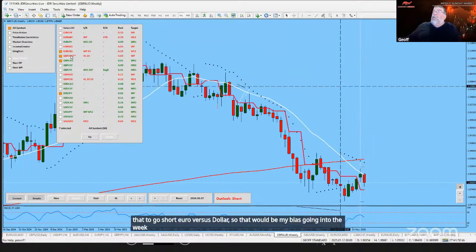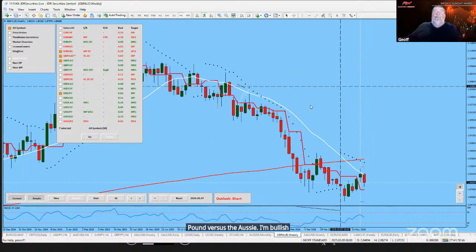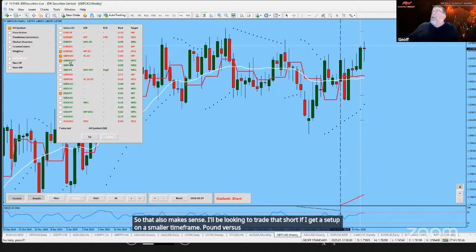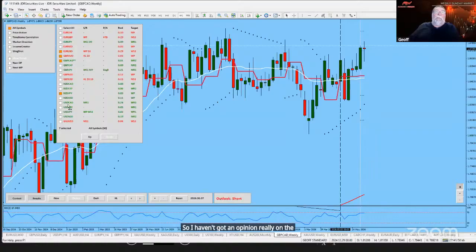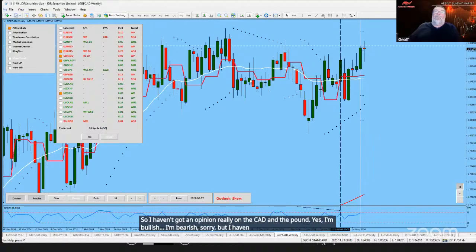Pound versus the Aussie. I'm bullish the Aussie and bearish the pound. So that also makes sense. I'll be looking to trade that short if I get a setup on a smaller time frame. Pound versus the CAD. Well, the CAD I'm not sure about. The pound I'm bearish on. I would skip that one, and we are at a resistance level. So I haven't got an opinion really on the CAD and the pound. Yes, I'm bearish, sorry, but I haven't got any reason to go short here until I find a lower high.